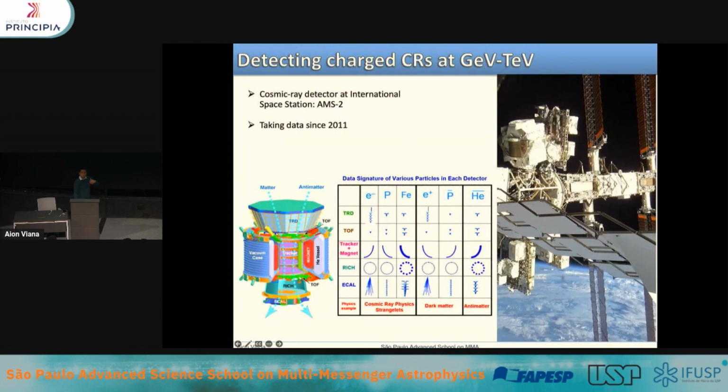Now, there is one detector that detects cosmic rays in the GeV range currently. That's the AMS. AMS is a detector on the International Space Station. It's basically this box here on the International Space Station. And the advantage of AMS is that it has so many layers and detectors that you can actually discriminate what is the particle that entered the detector. So either an electron, a positron, a nucleus, etc.